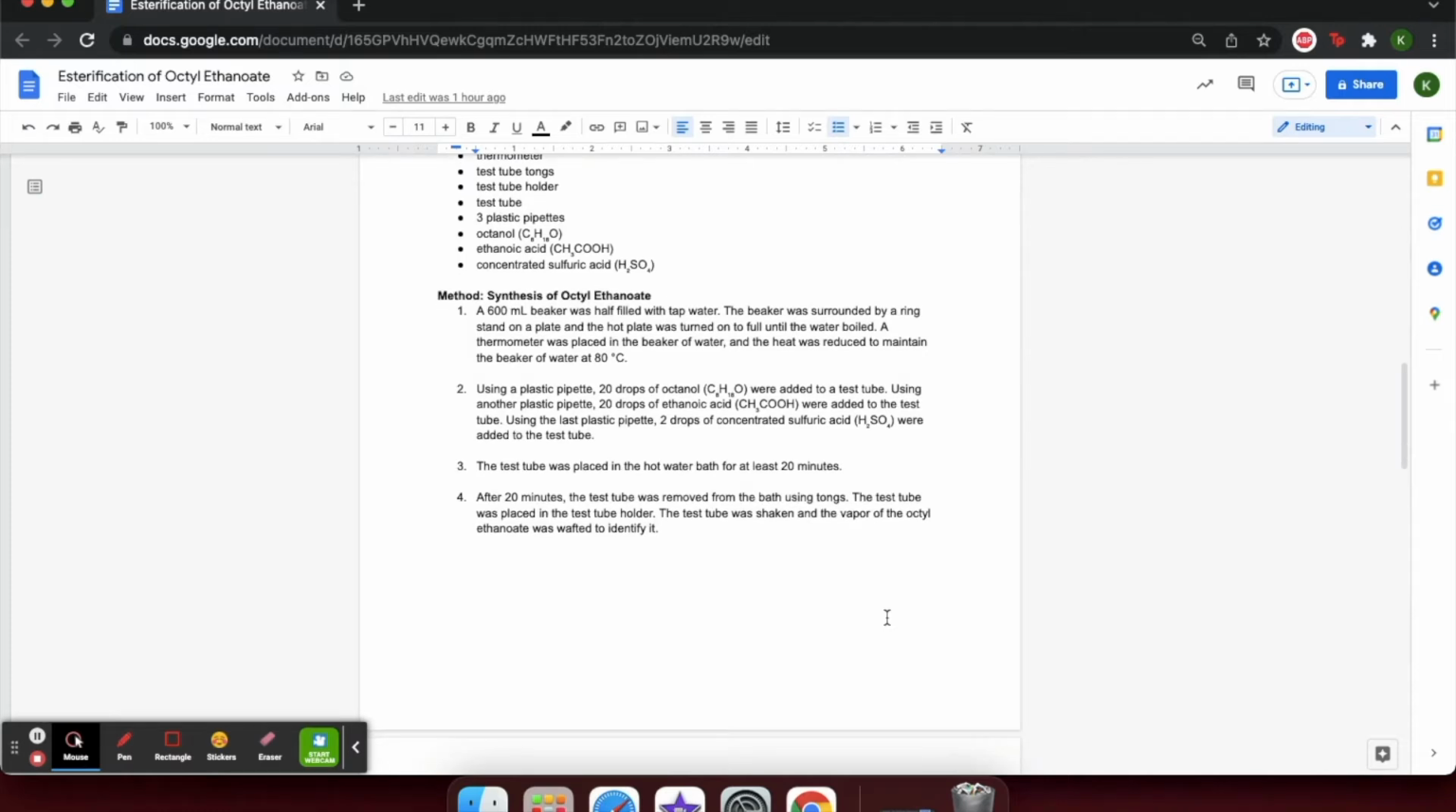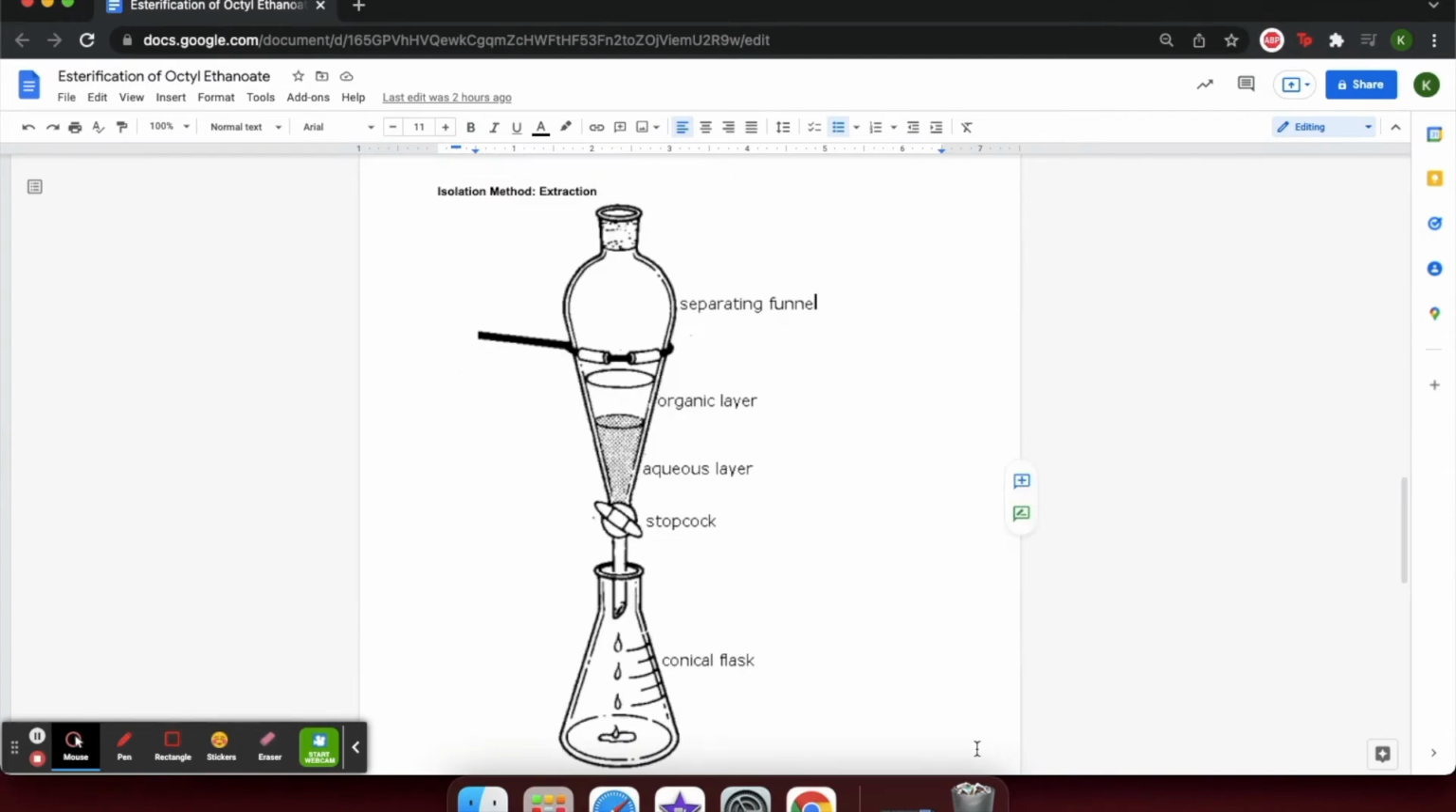After 20 minutes, the test tube was removed from the bath using tongs because it is hot. The test tube was placed in a test tube holder, and once it cooled, the test tube was shaken, and the vapor of the octyl ethanoate was wafted to identify it, to get that orange smell. Congratulations, the ester has been synthesized, and now it's time to isolate, purify, and identify the ester for commercial use. In this case, using it for an orange scented candle.